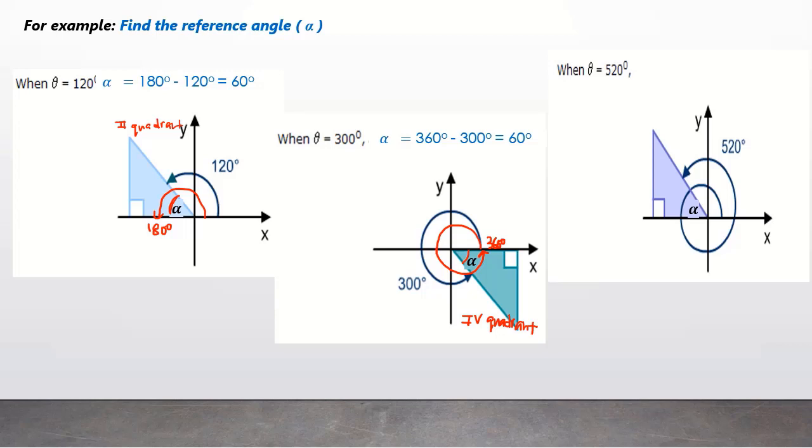When theta is 520 degrees, we notice that here is our 520, which is in the second quadrant. To find the reference angle alpha here, we may use a complete rotation of 360 until here is 540, so you may use 540 minus 520, and you will get 20 degrees as the reference angle.